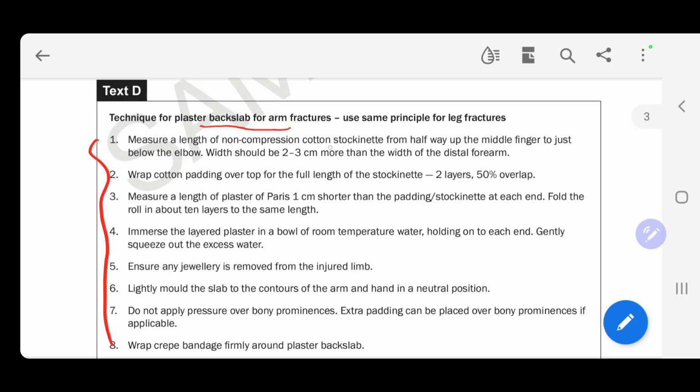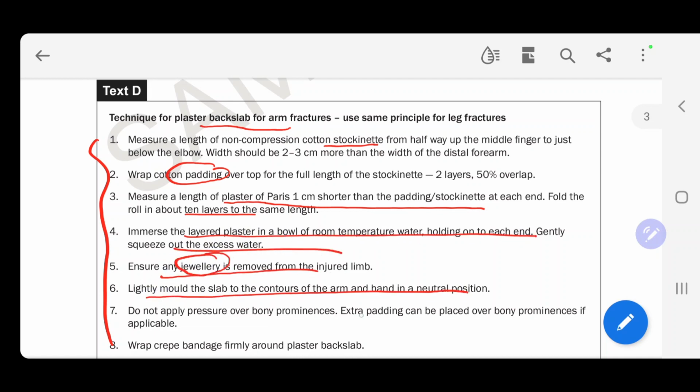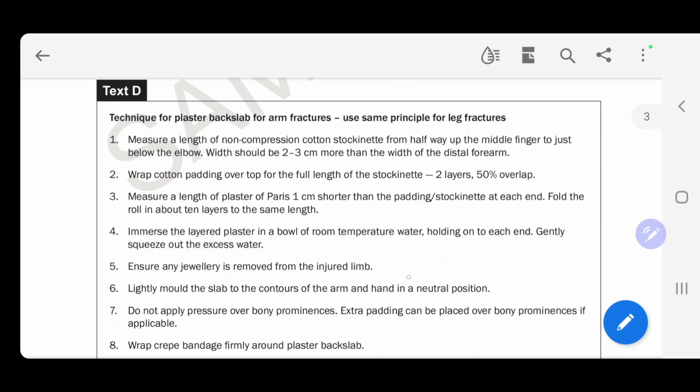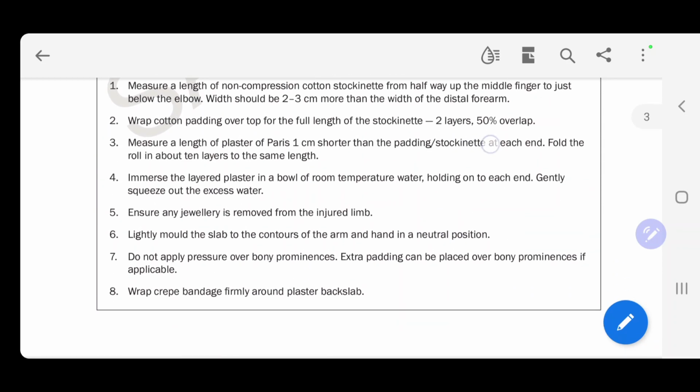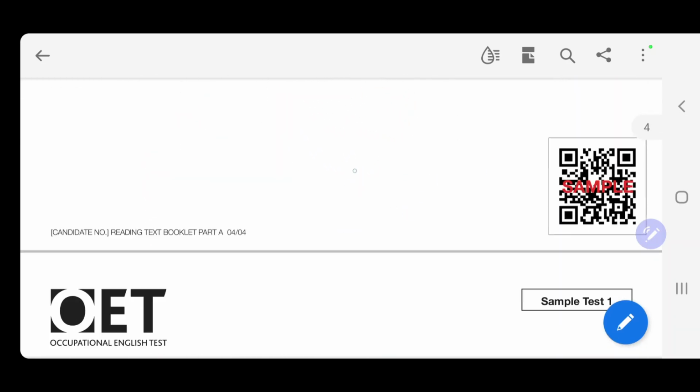Okay, measure the length of cotton stockinette. Cotton padding, important. We read all the sentences. We are not going to miss anything. Let's say read everything, and so on. So once you read all the paragraphs, you can go to the questions.